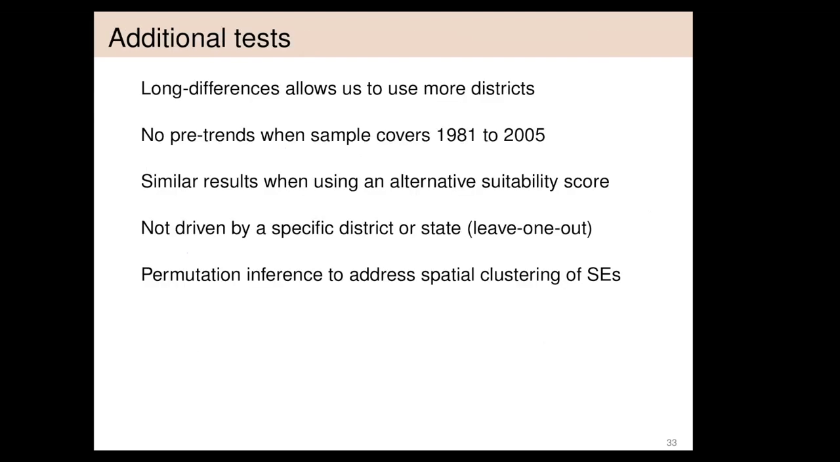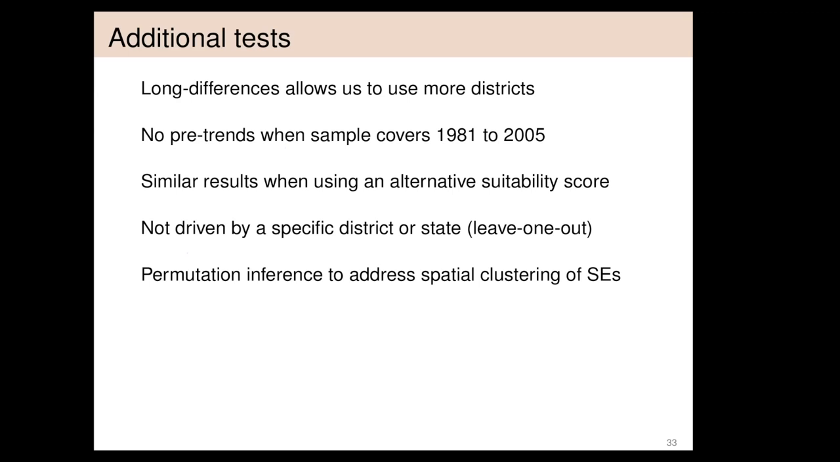So we run additional tests, like leaving out districts, or using more districts even if they're unbalanced. We extend the sample to start all the way in 1981, and we still don't observe pretrends. As I mentioned earlier, we construct our own suitability score where we know exactly what's going into the machinery, and it's less of a black box like the maps we get from BirdLife International. We obtain very similar results.